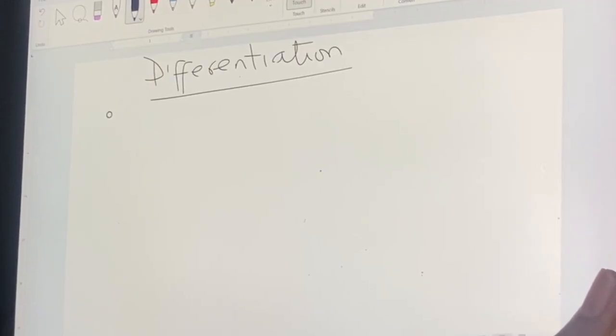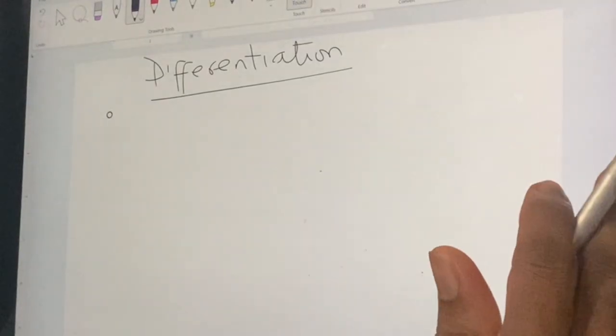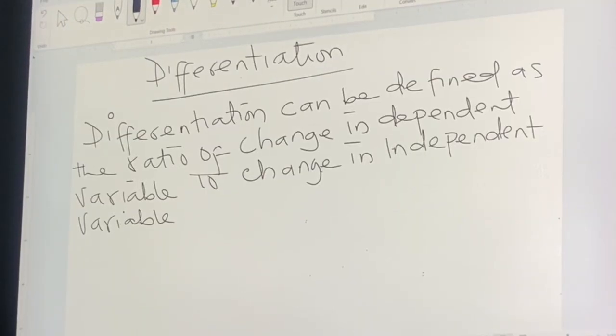Differentiation can be defined as the ratio of change in dependent variable to change in independent variable. It can also be defined as the slope of change in dependent variable to change in independent variable.